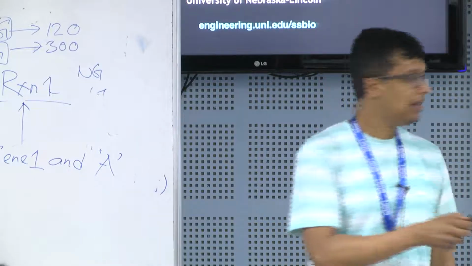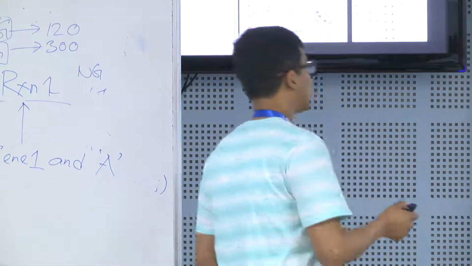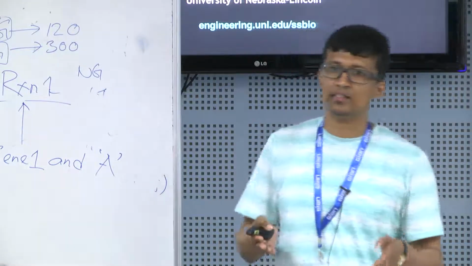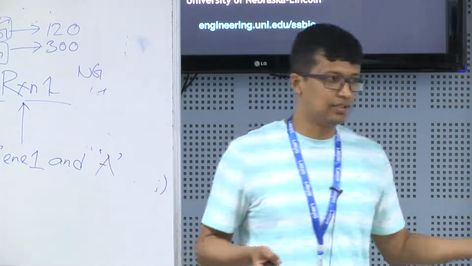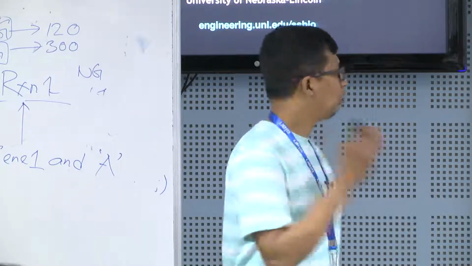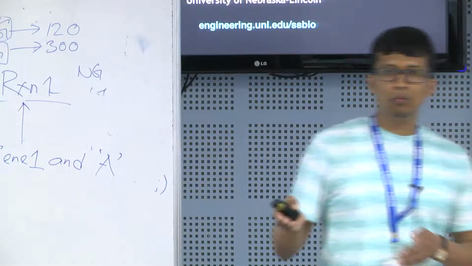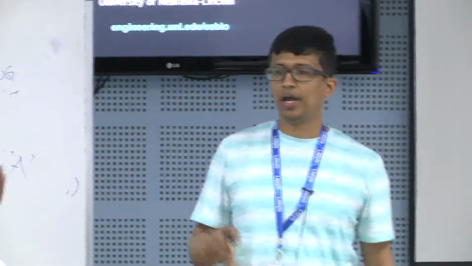Right. So this lecture will be kind of an extension of some of the things that you already have seen in the last class. So we all understood that we need to make metabolic models more accurate, right? Accuracy is correlated to the predictability. A more accurate model will most likely be more predictive, right?